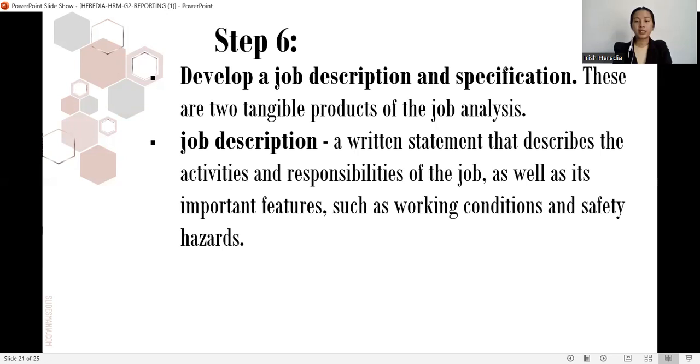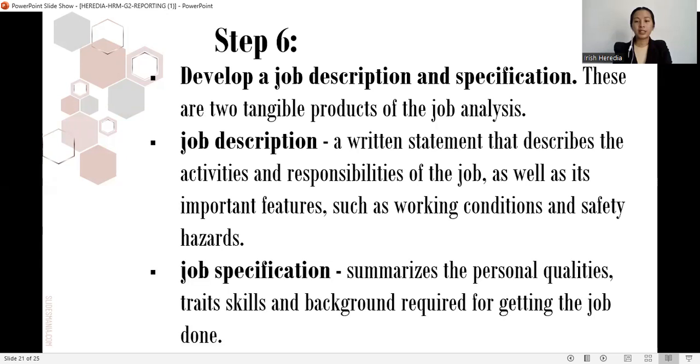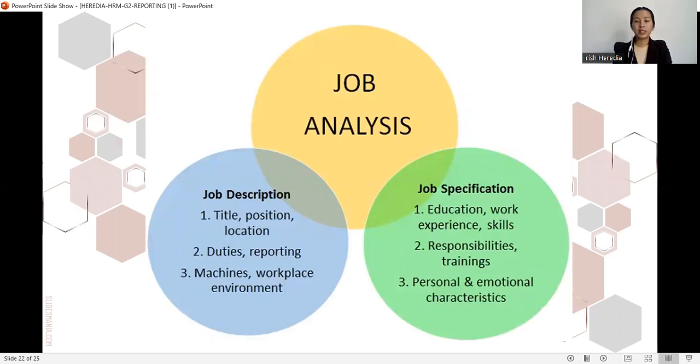First, job description, as I mentioned earlier, is a written statement that describes the activities and responsibilities of the job, as well as its important features such as working conditions and safety hazards. While job specification, on the other hand, summarizes the personal qualities, traits, skills, and background required for getting the job done. Now, comparing the two, I have here a Venn diagram showing the differences. Job analysis entails job description and job specification. After you collect the data, you come up with job description and job specification.